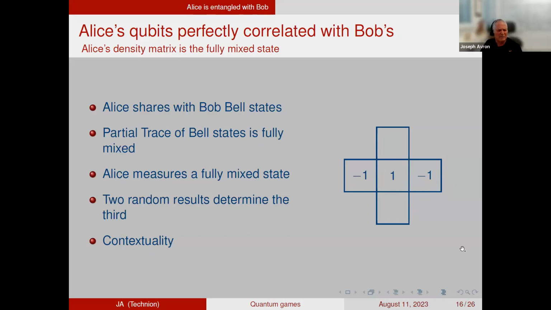This is what people in the foundations of quantum mechanics call contextuality. The result of a measurement is dependent on what other commuting observables were measured with it. So perhaps I'll come back to contextuality later.